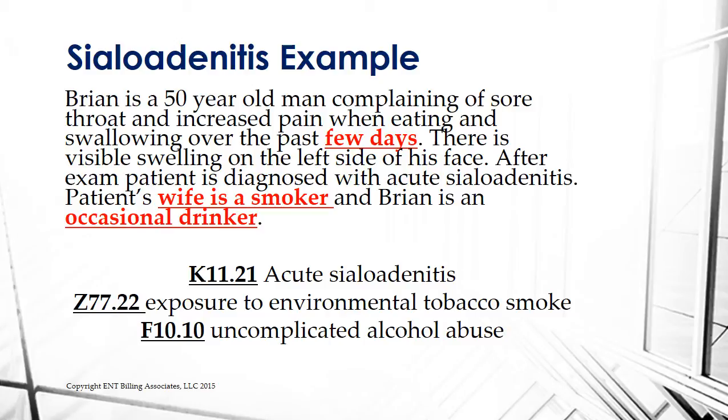Similarly to tonsillitis, silodenitis also requires multiple codes. Here we're going to have 3 codes. The first code is K11.21, which is the acute silodenitis. Our second code, Z77.22, will denote the smoke exposure, so in his case, exposure to environmental tobacco smoke. And the third code will be used to signify the patient's alcohol use. So here we have F10.10 to signify that the patient has uncomplicated alcohol abuse, so he's just an occasional drinker.